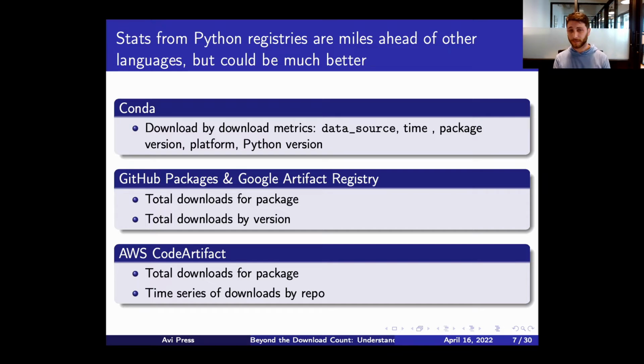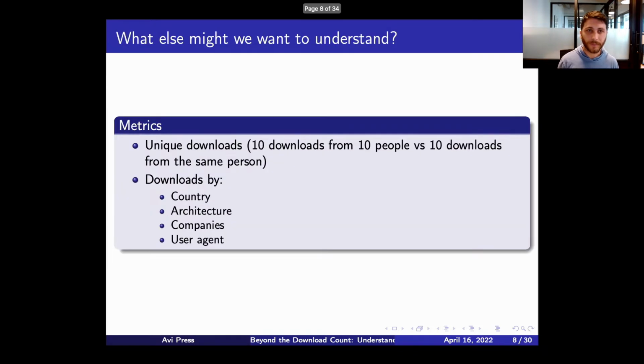Other registries offer more and less. So Conda does a really great job here, offering information on also the data source and platform associated with any given download. GitHub Packages and Google Artifact Registry are a little bit less granular, so you can kind of just get downloads by version and then the total for your package. AWS CodeArtifact, a similar story. You can get the total as well as basic time series information, but at the aggregate level with things like CloudWatch. But we might want to understand quite a bit more than that.